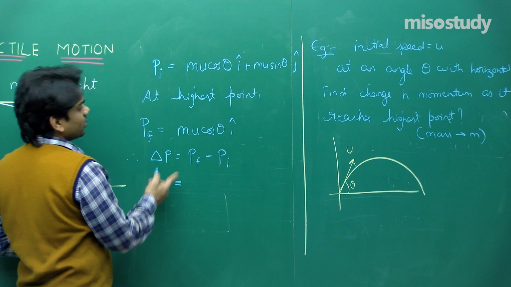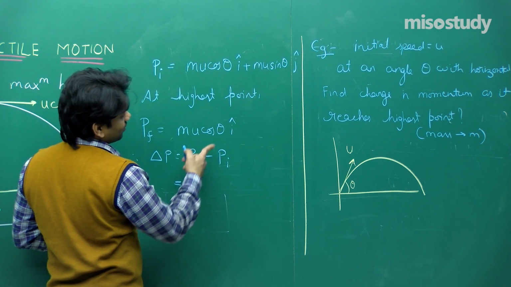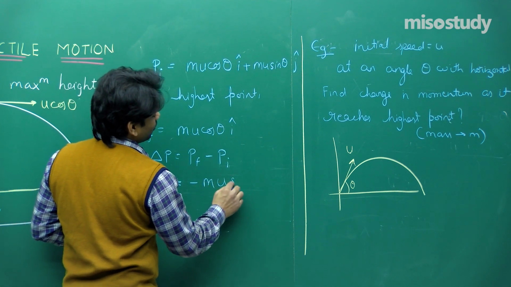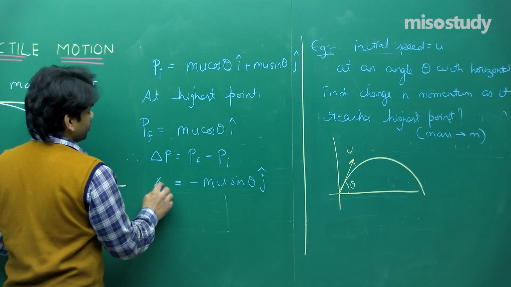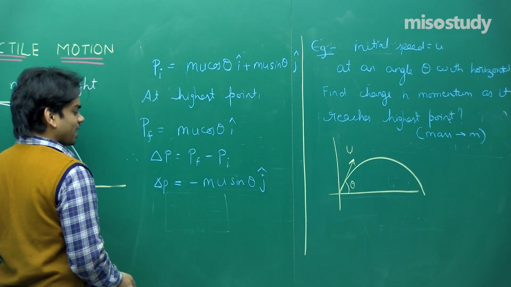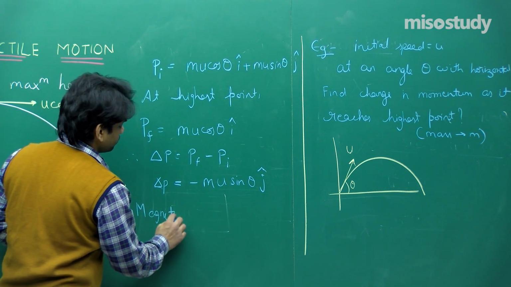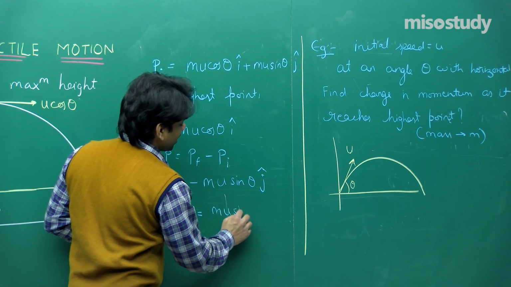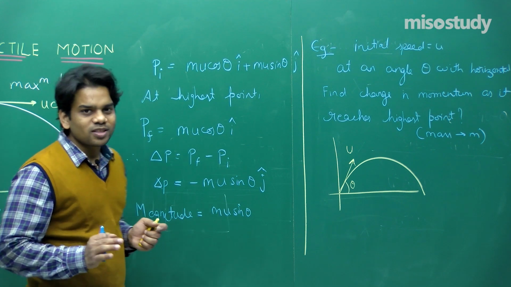That will come out to be mu cos theta i cap minus mu cos theta i cap, which is 0, and we have nothing here. So the answer will be minus mu sin theta j cap. This is the value of the change in momentum, or if you want to write only the magnitude, it will come out to be mu sin theta. So simple. If you know the basics, you can solve such basic questions.